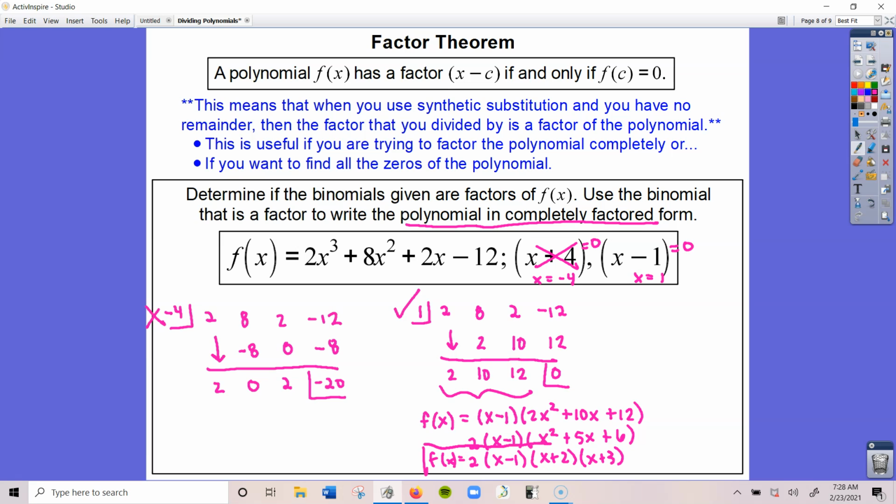So that is the point of the factor theorem: if you're given a factor, you want to be able to divide it, so that way you end up with something that you can factor, and you can completely factor that polynomial. Let's try that one more time.